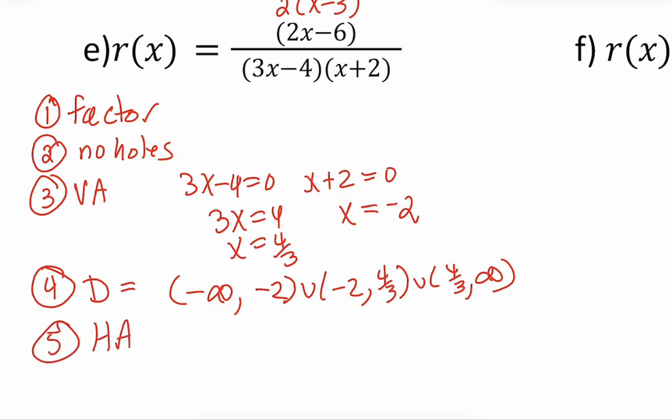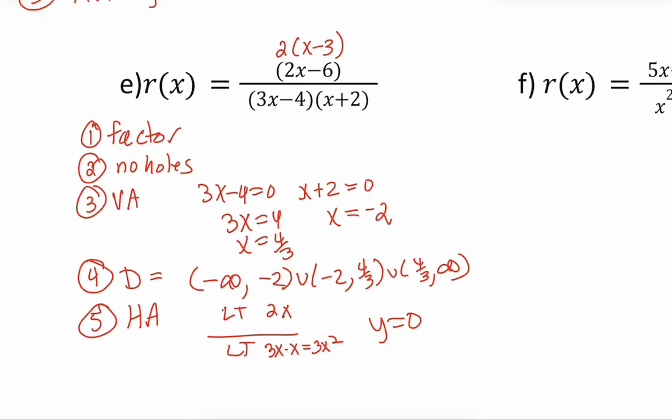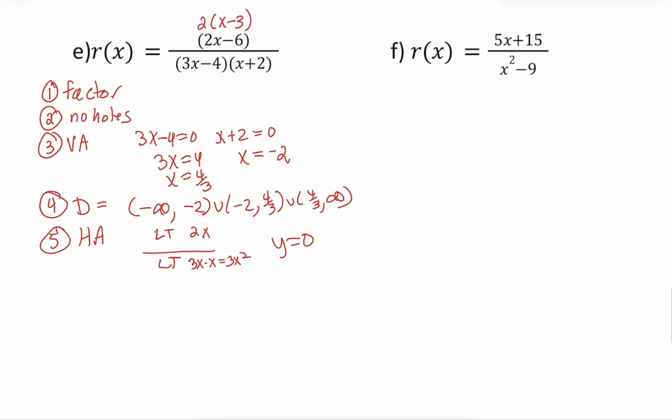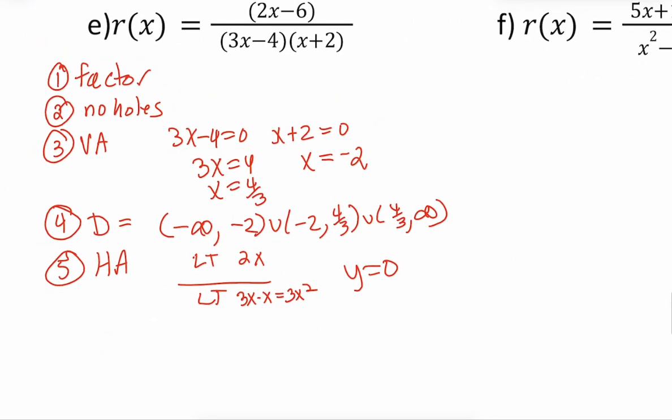Horizontal asymptote. The lead term on top is 2x. The lead term in the bottom, if you were to multiply 3x and x, is 3x squared. The higher power is in the bottom, so it's always going to 0, very much like our original reciprocal function, that 1 over x function. One more, and then we'll open up iMath and do a pre-class in there for sure.